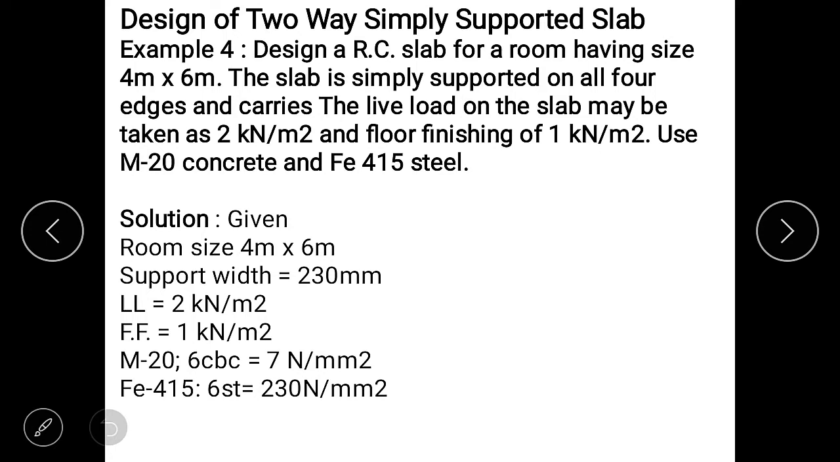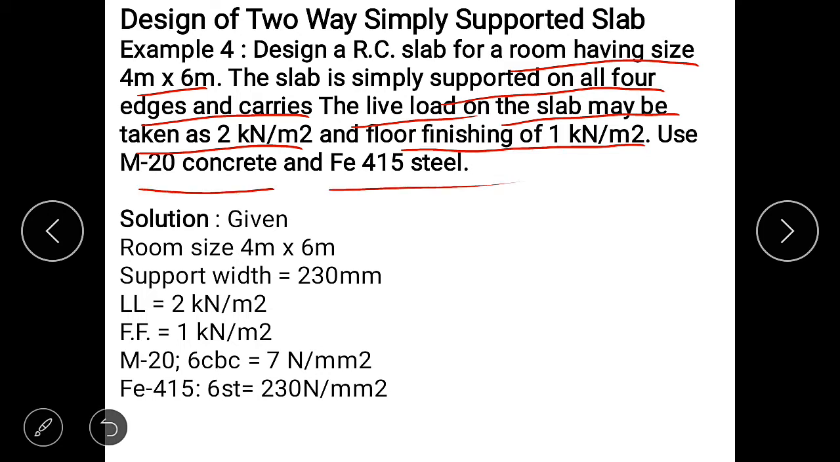Design an RC slab for a room having a size 4 meter by 6 meter. The slab is simply supported on 4 edges and carries a live load. The live load on the slab may be taken as 2 kN per meter square and floor finish of 1 kN per meter square. Use M20 and Fe415.